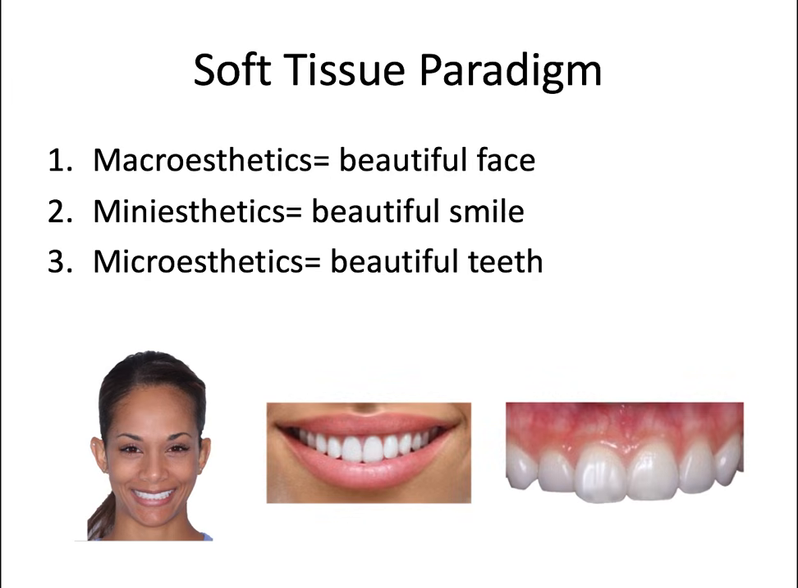Dr. Proffit, Dr. Ackerman, and Dr. Sarver are known for redefining what orthodontics was all about in the context of the soft tissue paradigm. So the objectives of orthodontic treatment under this paradigm can be viewed as macro aesthetics, a beautiful face, mini aesthetics, a beautiful smile, and micro aesthetics, zooming all the way in for beautiful teeth.